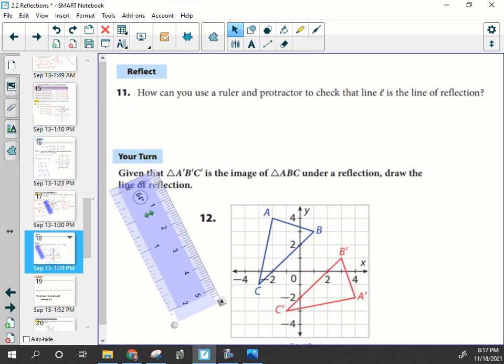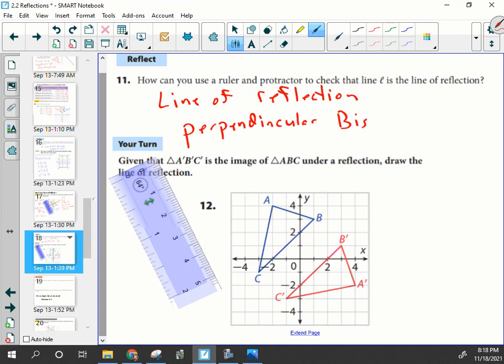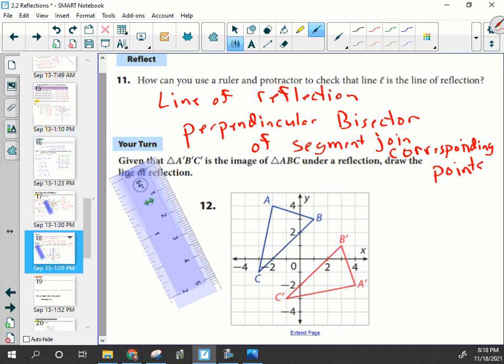How can you use the ruler and protractor to measure, to verify the line of reflection? It is perpendicular. It's the perpendicular bisector. So it's perpendicular and it goes through the midpoint of a segment that will join corresponding points. So connect A to A prime, B to B prime, and the line of reflection should be perpendicular to that line, and it also should go through the midpoint.